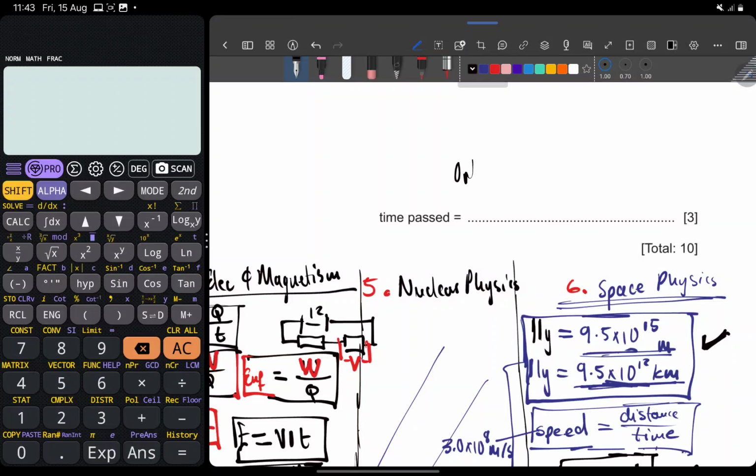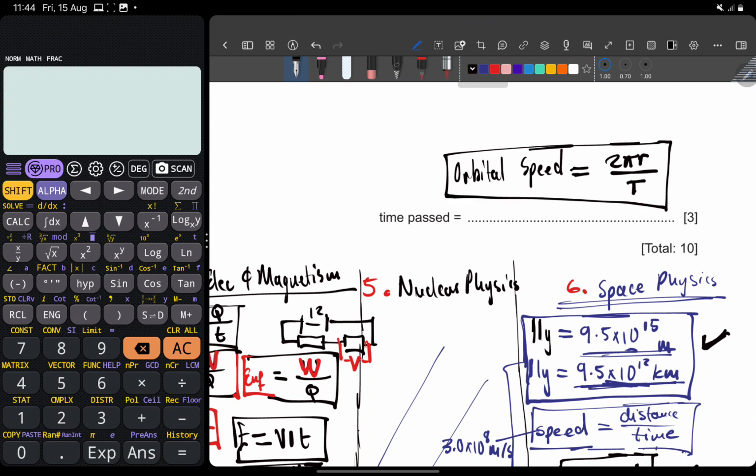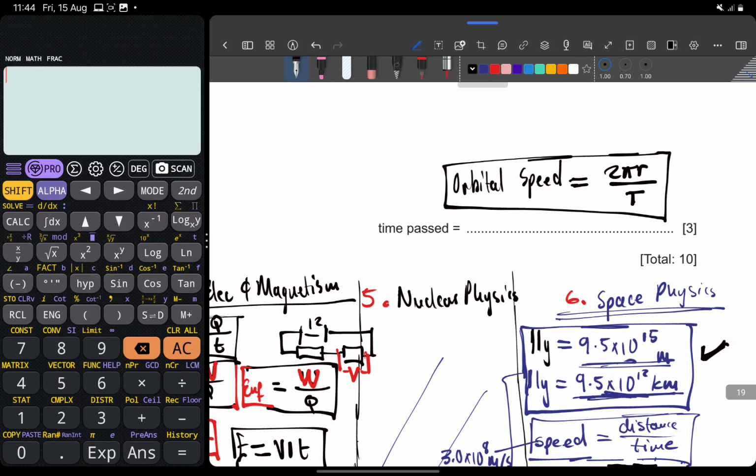Now we have one last thing, which is the orbital speed. Remember, we just say speed is distance over time. And the distance here will be the circumference, so it will be 2 pi r, and we divide by the time it takes to go around an orbit, which is the period T. This gives you the orbital speed, and you will be done. Are we fine? This leads to the end of this whole thing. So now let's go and do some questions.